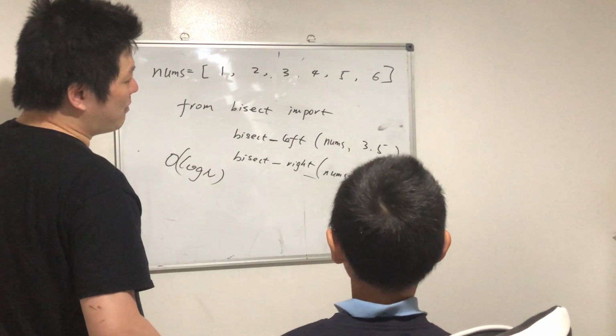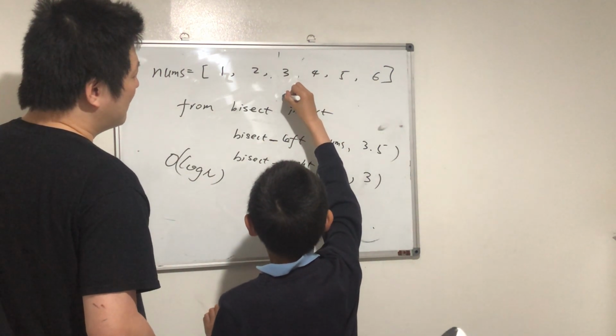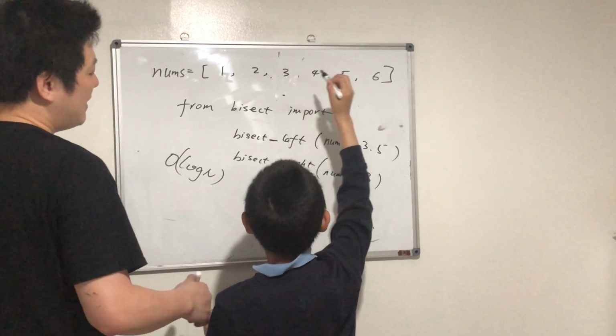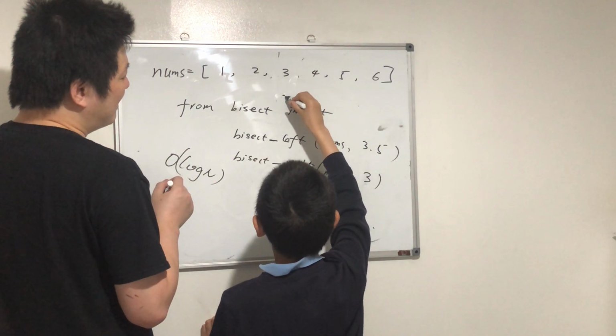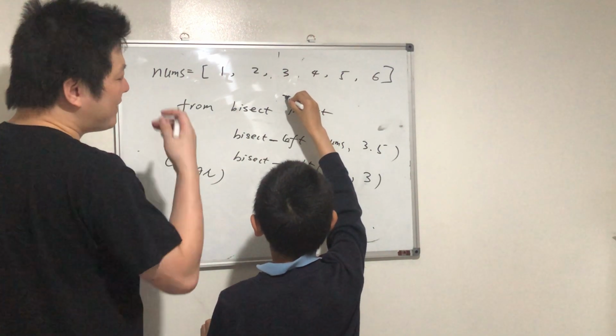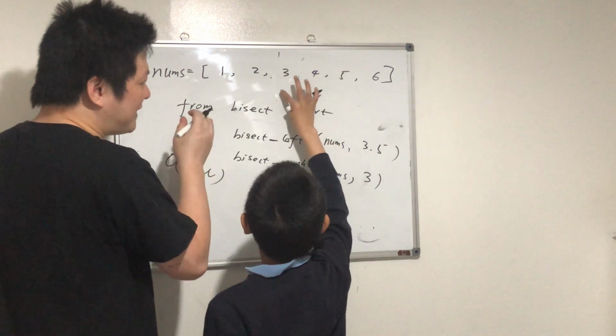Where will you be pointed? 3.5. Where is it again? You can think of it that way: you find the position to put 3.5 in, and it's still sorted.